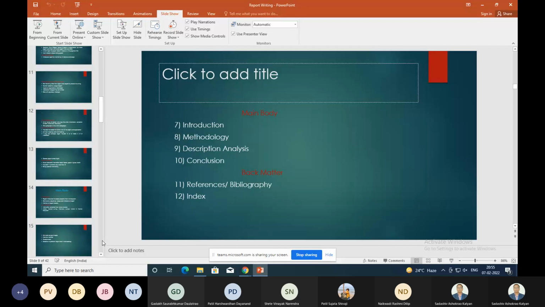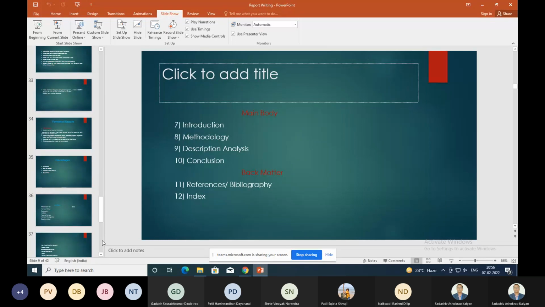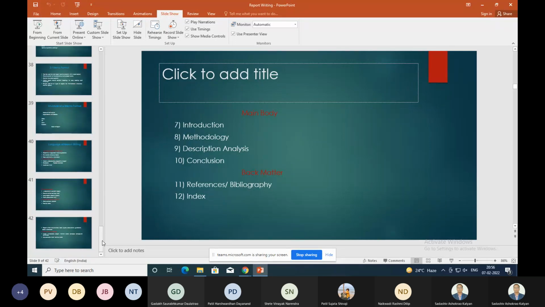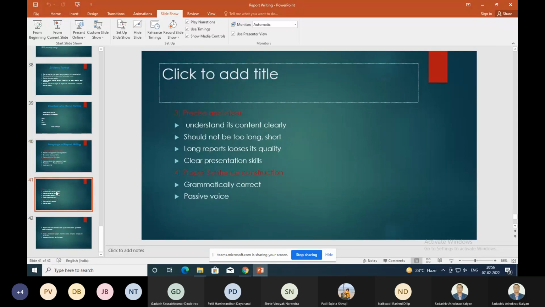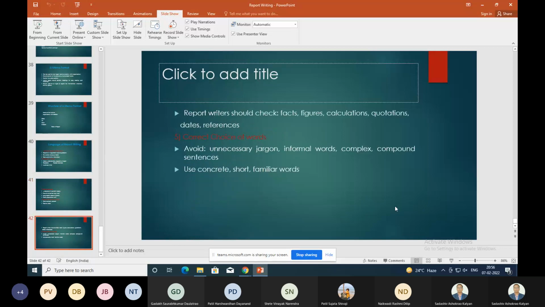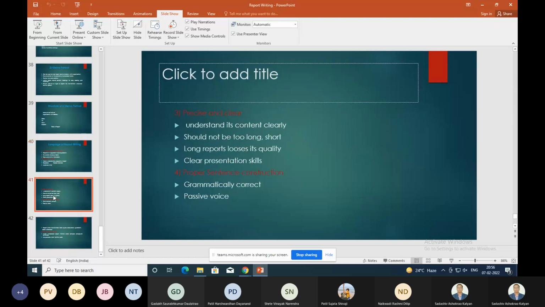With the addition of this, we have also studied the qualities of report writing, and at the end of today's lecture, we discussed what kind of language we want to use while writing our thesis, including a scientific attitude, how it should be readable for our reader, the qualities of precision, clarity, simple sentence construction, and the correct choice of words in our book report. So this is all for this topic related to thesis writing.